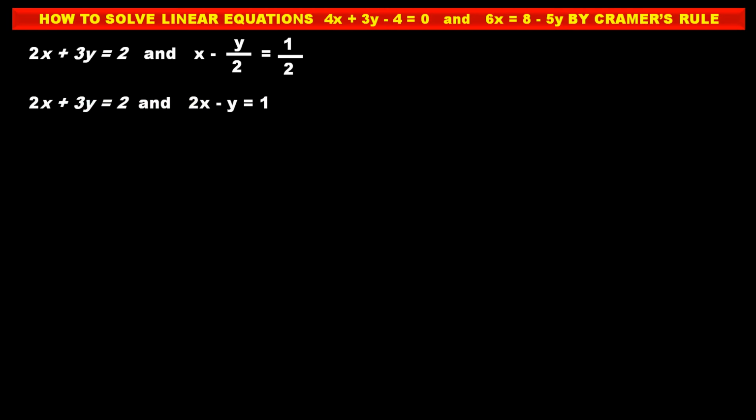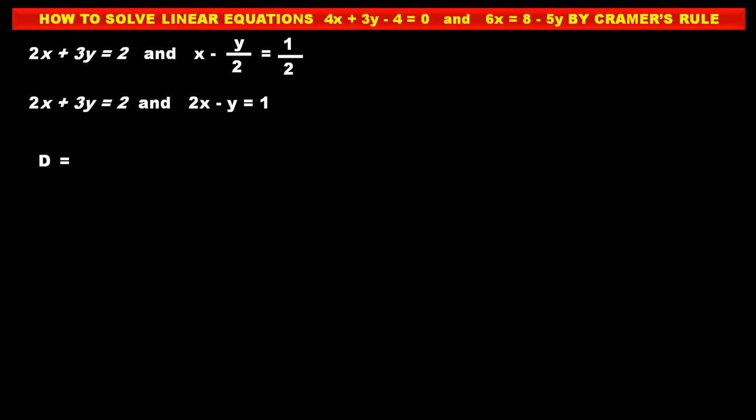According to it, our first equation remains as it is, 2x + 3y = 2, and in our second equation we have to remove the denominator, so we multiply each term by 2 so that we get a simple equation: 2x - y = 1, which is also in the form ax + by = c.